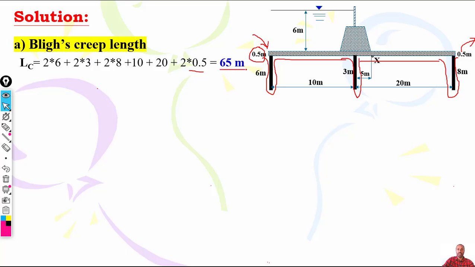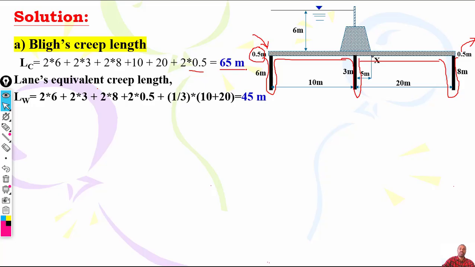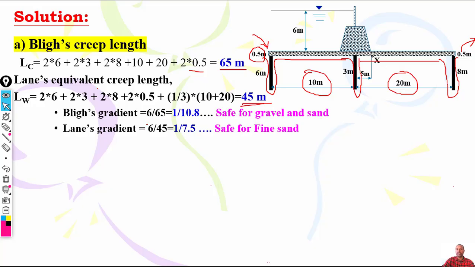According to Lane's theory, you will have 1/3 of horizontal contacts. Clear? 1/3 of horizontal contact you have here and here. So this is 45 meters. The rest is the same. Then Bligh's gradient, which is just according to Bligh's hydraulic gradient, you have total seepage head divided by creep lengths, you get 1/10.8, safe for gravel and sand. And Lane's gradient, again, 1/7.5, safe for fine sand.